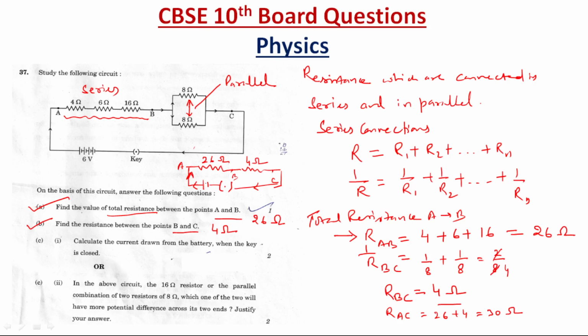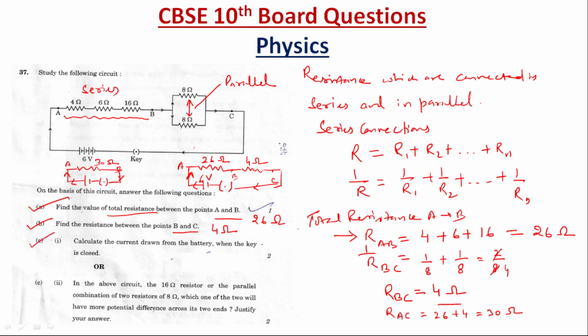Already we are given that it is a 6 volt battery, and if we want to convert again, after this 30 ohm resistor, the circuit will be converted like this. Okay? The circuit will be converted from A to B.